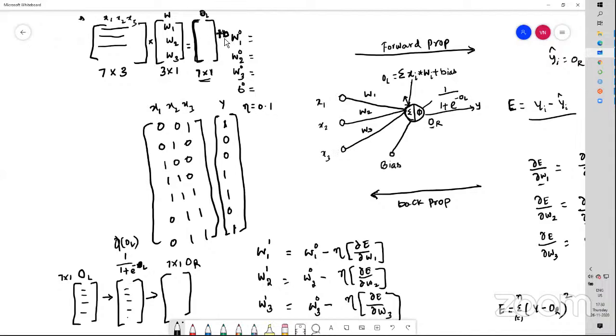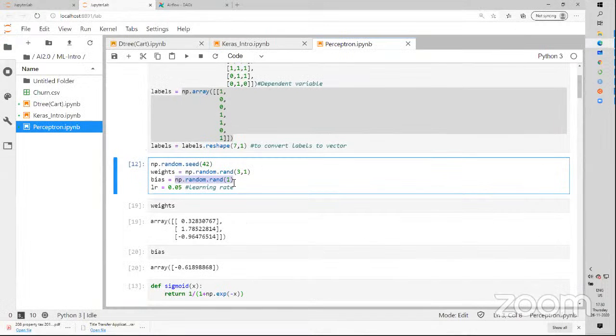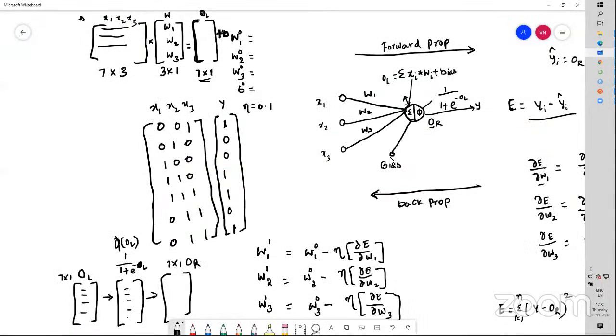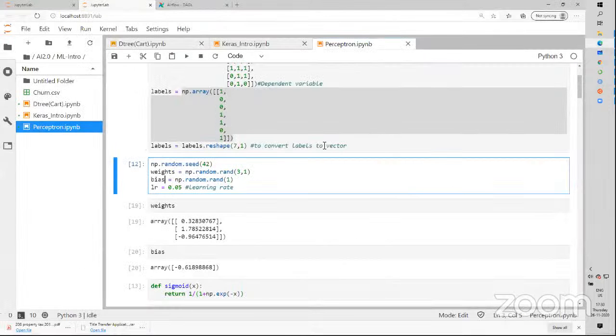This is called scalar addition. We have one value and we add that value to every row in the matrix. If we do position by position, that is called vector addition. In scalar addition, we add this value to every element in the matrix. Okay, so that is why we are generating only one value, and you can see here our bias is just going to be one value.